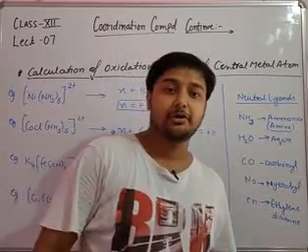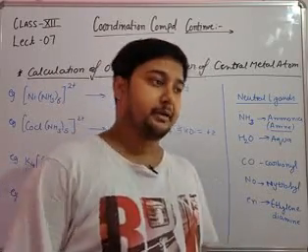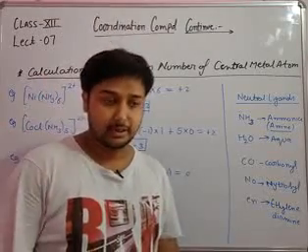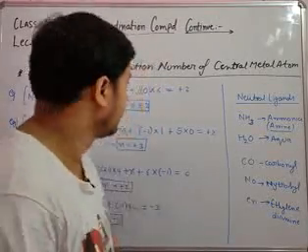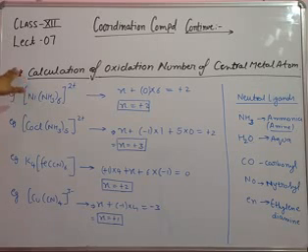Today we'll do the continuation of coordination compounds, in which we discuss oxidation numbers and how to calculate the oxidation number. Today we'll discuss the calculation of the oxidation number of the central metal atom in a coordination compound. There are some examples for that.